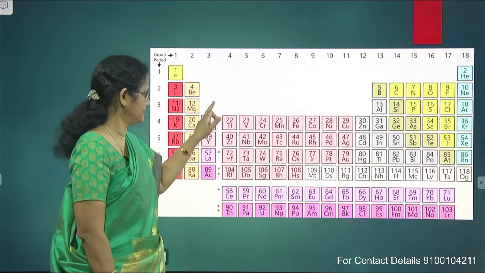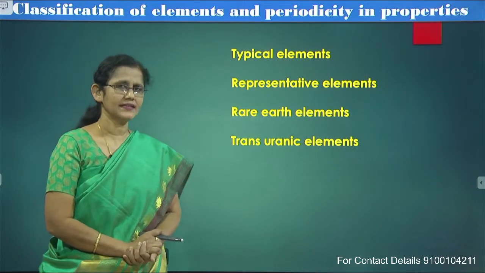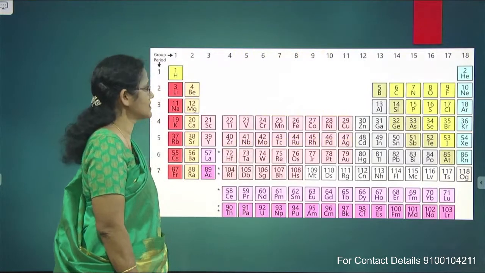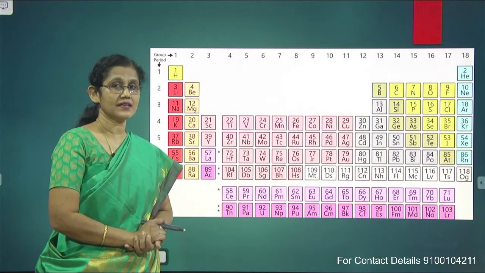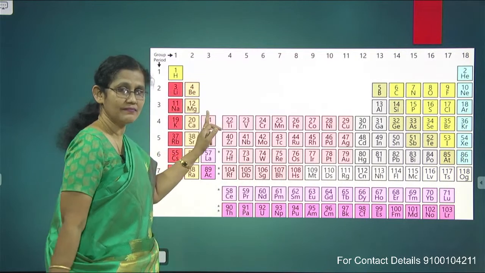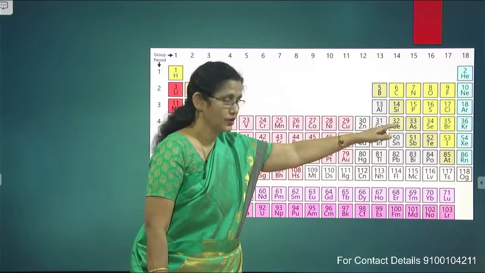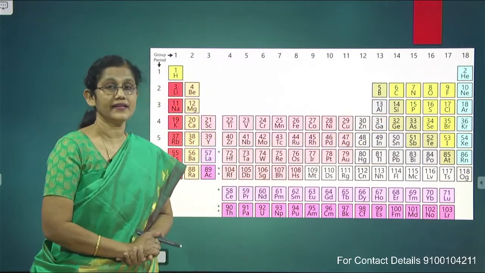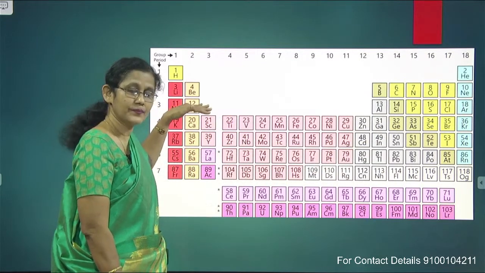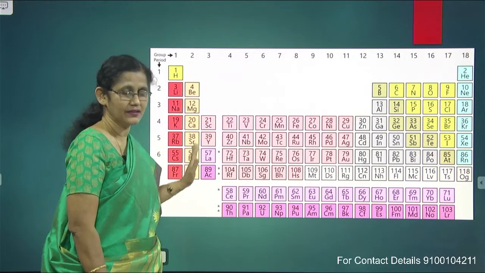So, now what are typical elements? See, the 3rd period elements are called typical elements. See here, sodium, magnesium, aluminum, silicon, phosphorus, sulfur, chlorine, argon. 3rd period elements are called typical elements, right. So, they resemble in properties the remaining elements of the particular group.